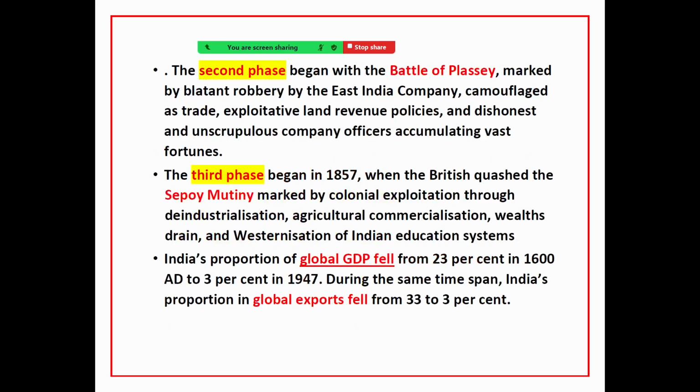The second phase was robbery disguised as trade. After the British East India Company won the Battle of Plassey, things got really bad for India. Instead of fair trade, it was more like stealing. The company stole money. They took huge amounts of money from Indians, pretending it was for trade.